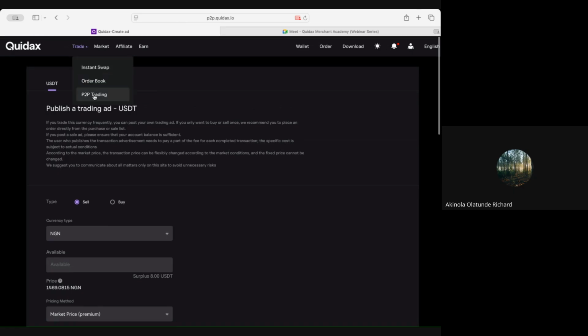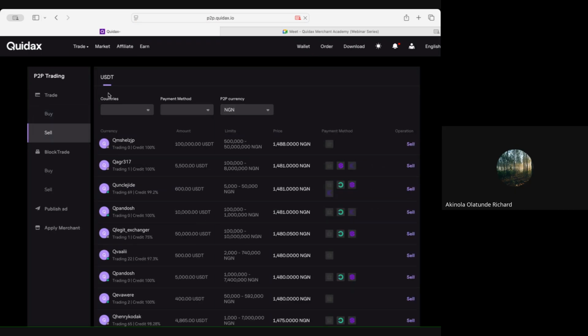Trade. P2P trading. So as you can see, I have 2 adverts on the Quidax P2P platform. See, I want to put this out. Quidax is so helpful in the sense that you can open 2 adverts. That does not mean that Quidax is a place for indiscipline. Indiscipline will not be tolerated.